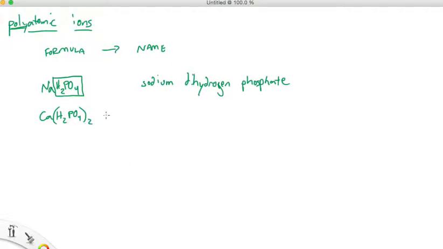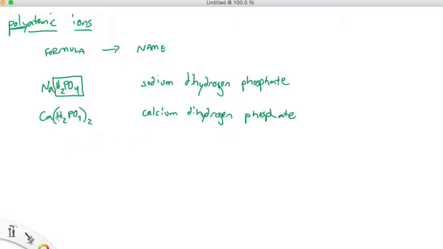We'll get to that in just a second. But if it's like this, you don't need to say anything about this 2. You just need to say calcium dihydrogen phosphate. So that's the full name. You don't need to say anything about that 2. Calcium dihydrogen phosphate. Perfect.